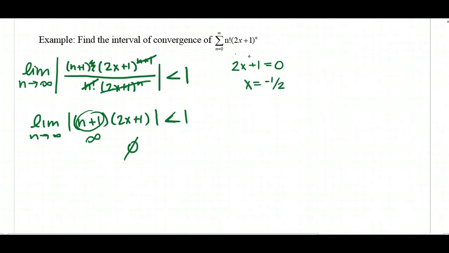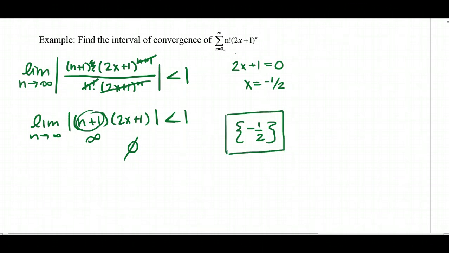So this is going to converge at its center, which is negative 1/2. So my interval of convergence is simply the one number, negative 1/2. It's just the center here. So this is that worst possible scenario where my power series only converges at its center.